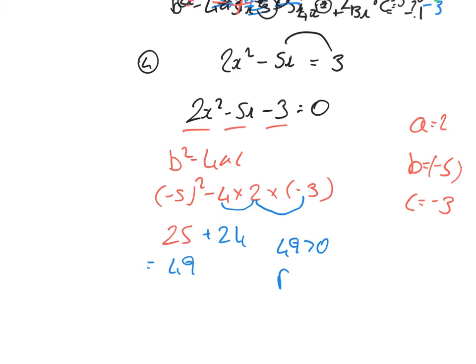49 is greater than 0. B squared minus 4ac is greater than 0. Therefore, roots are, what's greater than 0 again? Real and distinct.